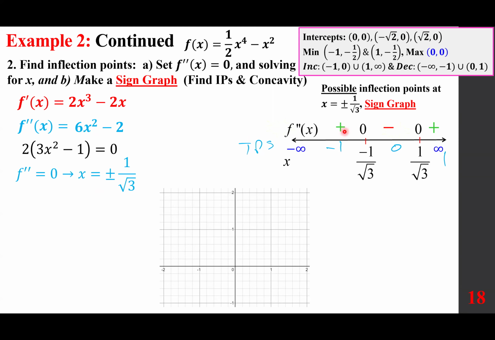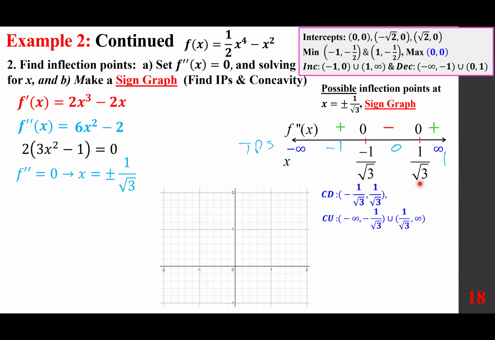So positive means concave up, negative means concave down. So it's concave down between these two numbers, from -1 over square root of 3 to 1 over square root of 3. Concave up from -infinity to -1 over square root of 3, union 1 over square root of 3 to infinity. And because it changes from positive to negative and negative to positive, it creates an inflection point. So we do have two inflection points, at this point as well as this point.